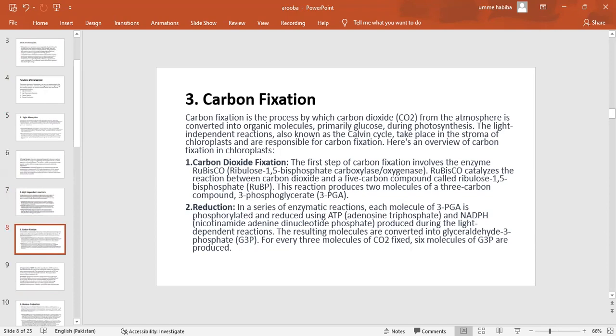Now we can discuss the carbon fixation. Carbon fixation is a process by which carbon dioxide from the atmosphere is converted into organic molecules, primarily glucose, during photosynthesis. These light-independent reactions are also known as the Calvin cycle.